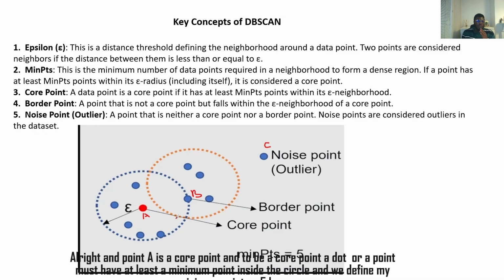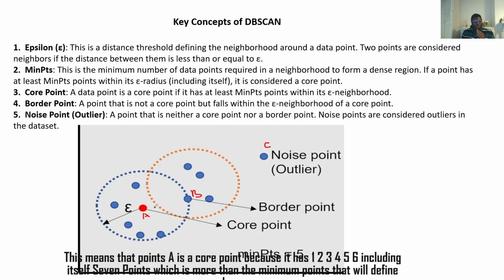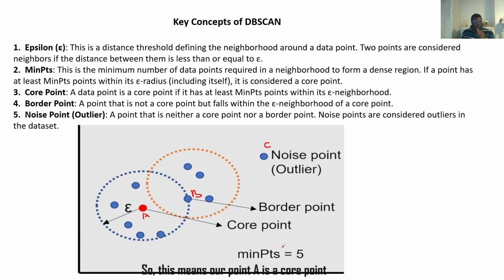Point A is a core point, and to be a core point, a point must have at least a minimum number of points inside the circle. We define the minimum points as 5 here, and that means a point must have at least that many points in its circle. This means that point A is a core point because it has 1, 2, 3, 4, 5, 6, including itself 7 points, which is more than the minimum points that we defined here. So point A is a core point.